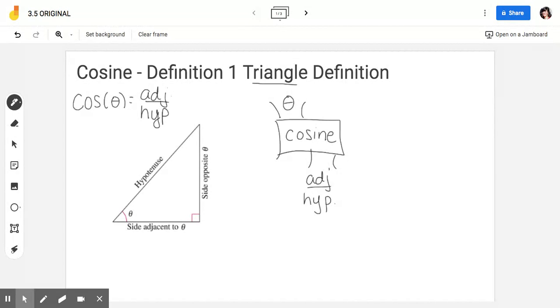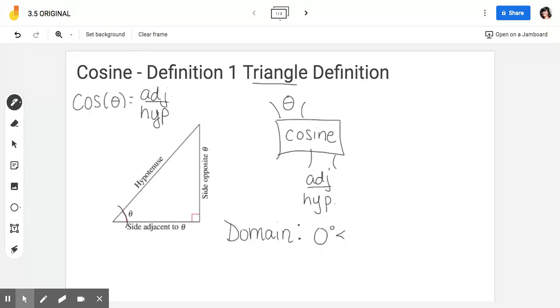While we're talking about cosine as a function, we're just going to talk a little bit about its domain and range. Domain is the possible inputs of the function. So in this case, it's the possible values of the angle theta. Since we're working in a right triangle and theta is not the right angle, it must be one of the two acute angles in the triangle. Therefore, theta must be bigger than 0 degrees, but less than 90 degrees.